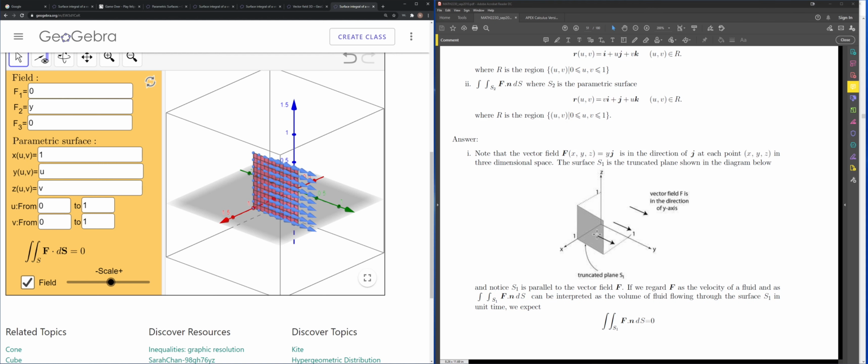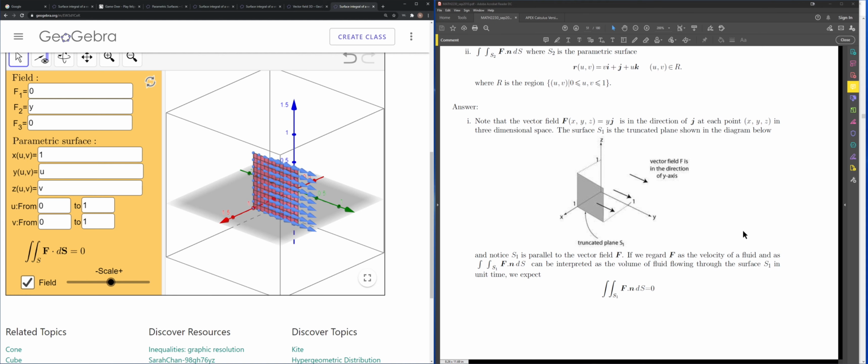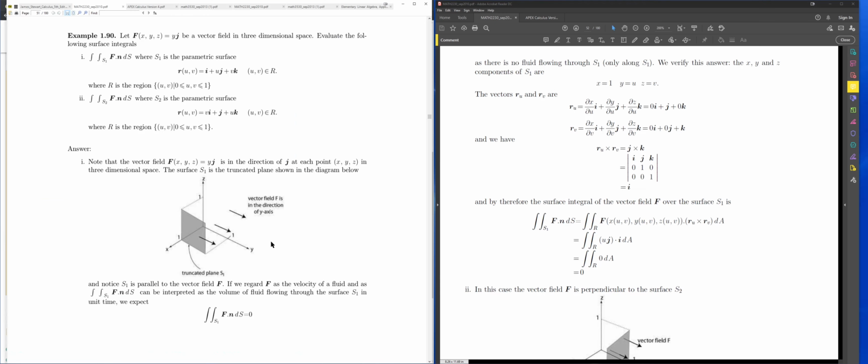I expect that the flow through this S1 over here, because the vectors are basically just running along the S1 but not cutting through, you expect the surface integral to work out to be 0. Okay, but let's actually do the calculation. Let's go through the calculation.